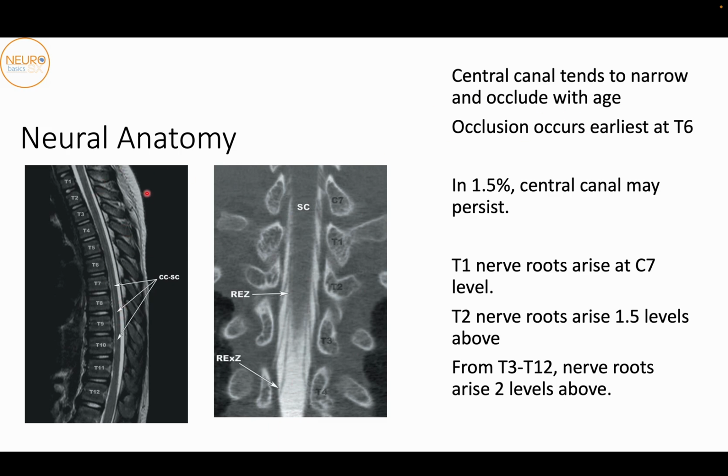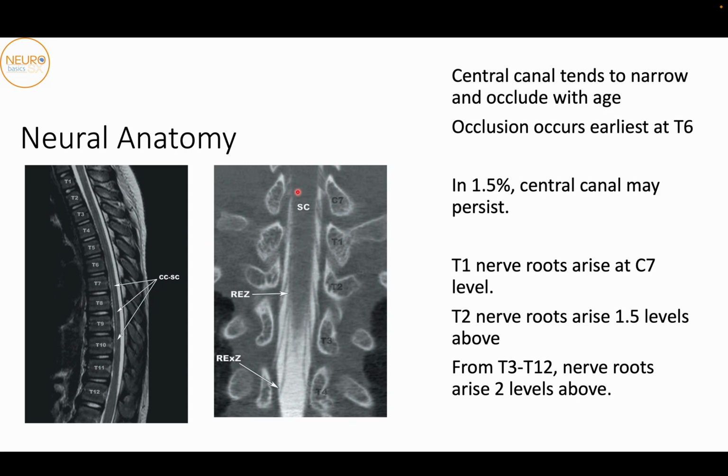Okay, coming to the spinal cord anatomy itself, we know that there is going to be a central canal which runs through the spinal cord, but as we age, this central canal does tend to occlude. This occlusion usually happens within the dorsal spinal cord, usually at the T6 level. In 1.5% of individuals, the central canal may persist and it may be seen in an MRI.